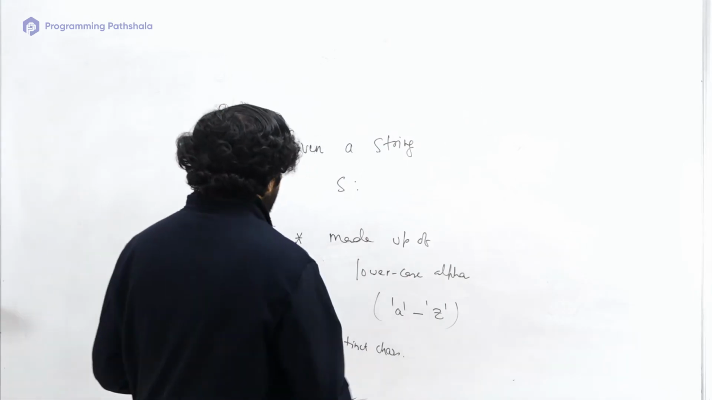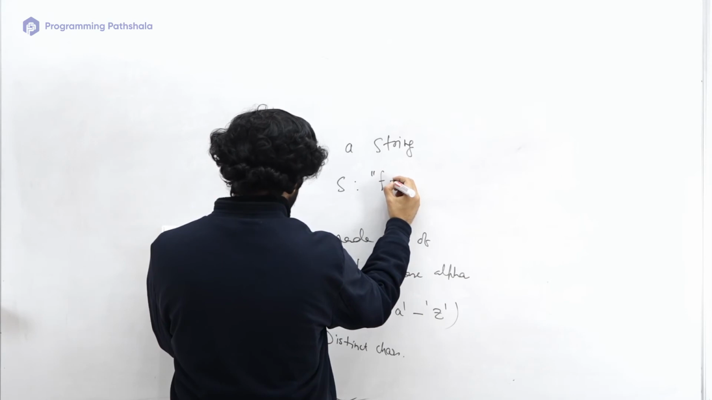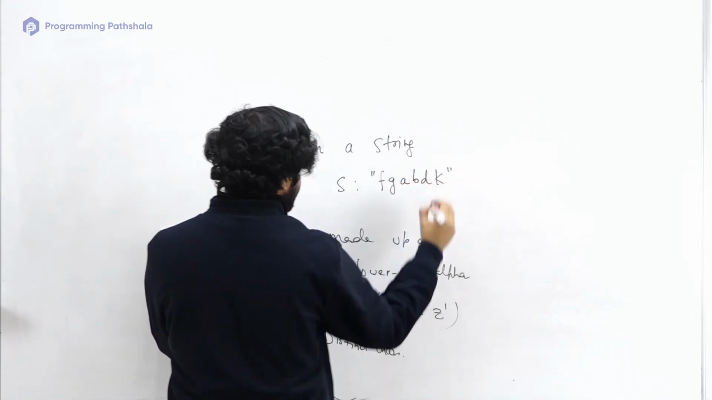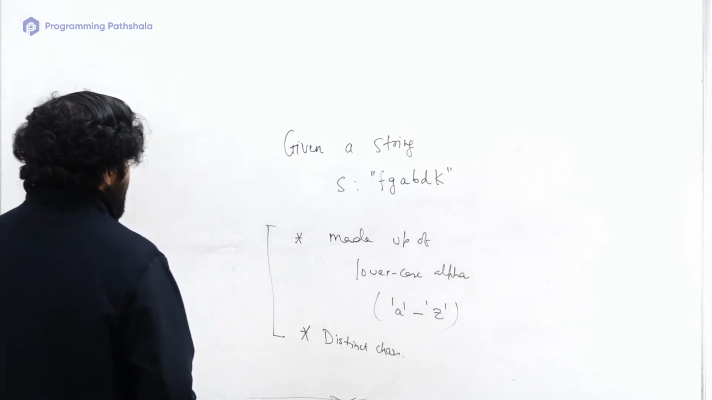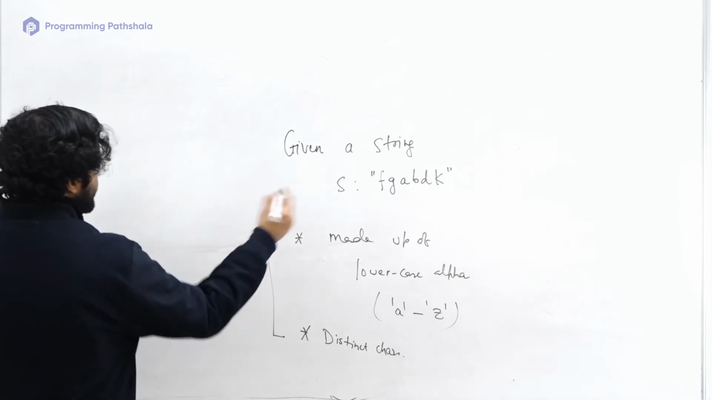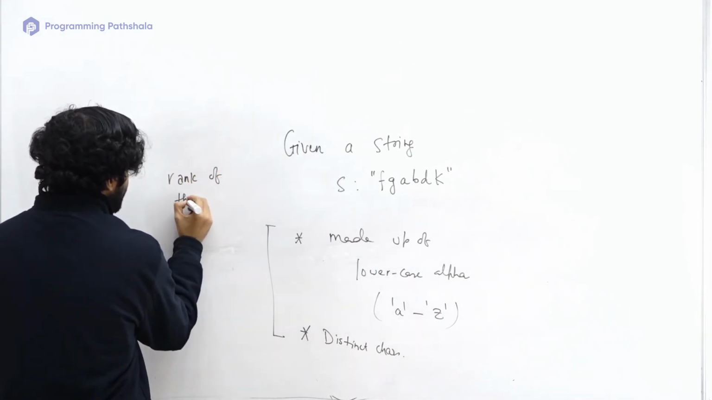Okay, cool. So let me pick any such random string. So let's say you have a string which is like F, G, A, B, D, K. Okay. So you have to tell me what is the rank of this string.